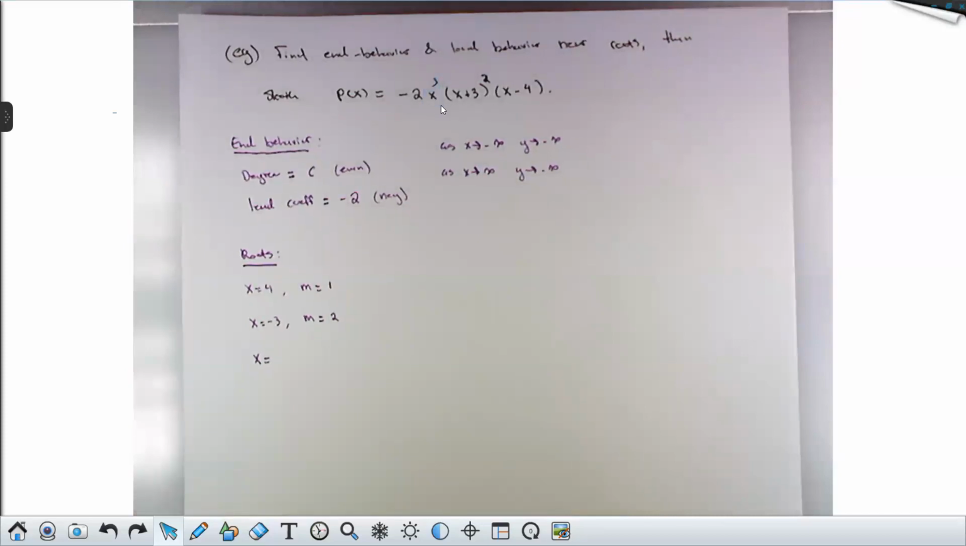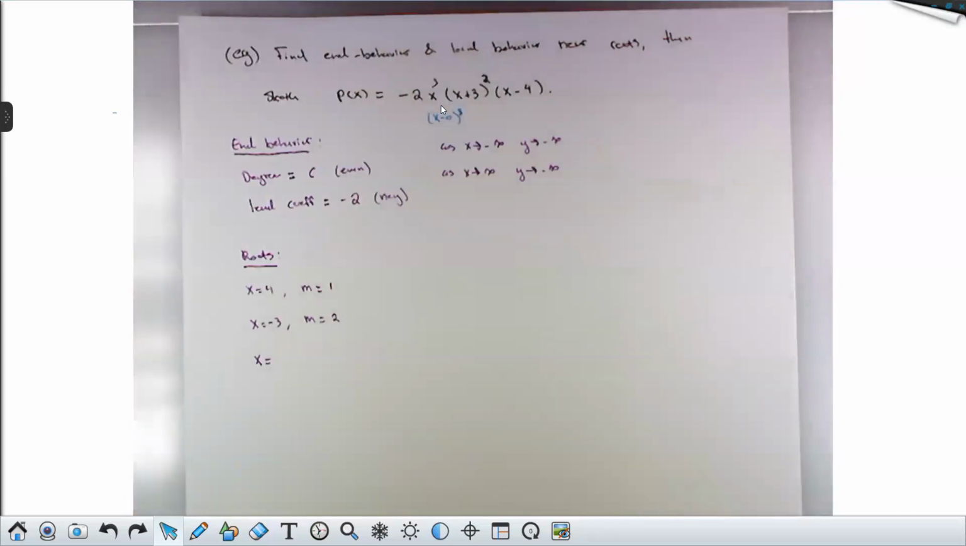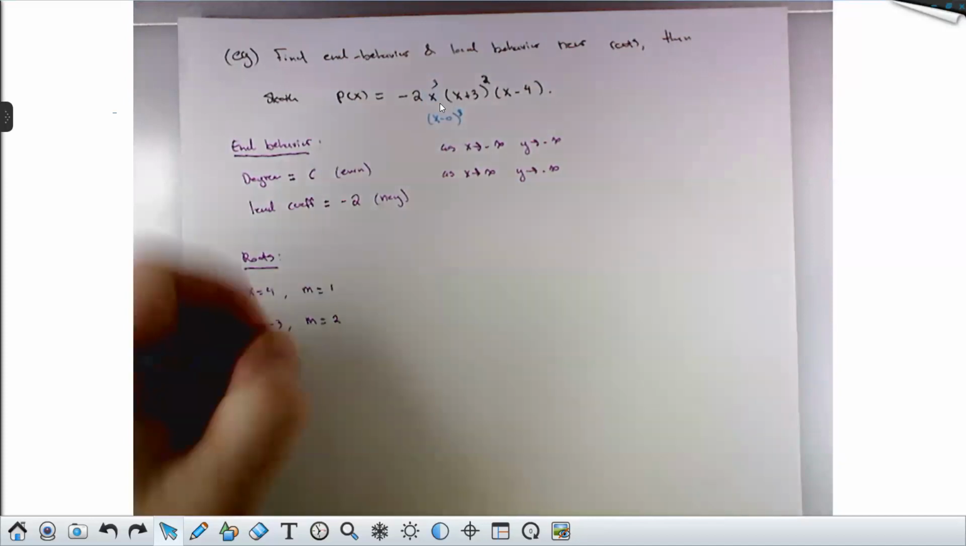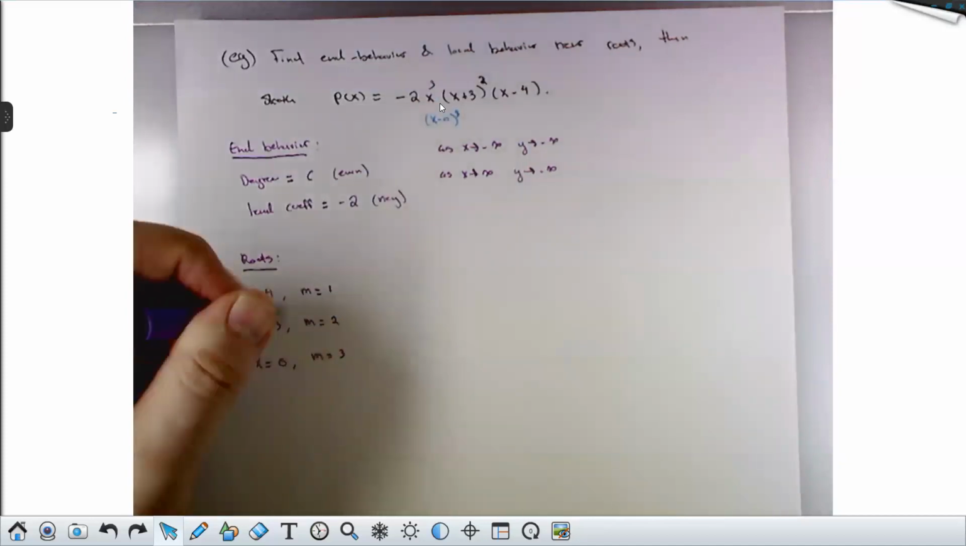Remember, x cubed is the same as x minus 0 all cubed. People just don't like to write the 0. So what's the root associated with this factor? 0. Yeah, that's 0. And its multiplicity? 3. 3. All right.